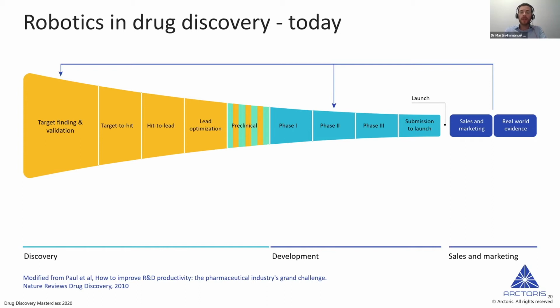So in other words, across the whole pipeline of drug discovery, anything from idea to IND is now touched by automation, and automation plays more and more of a role.